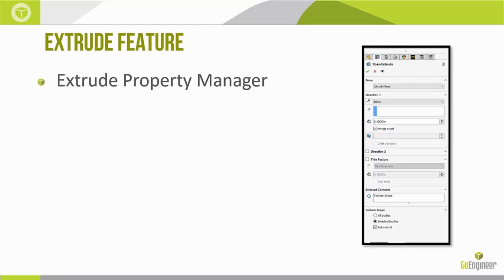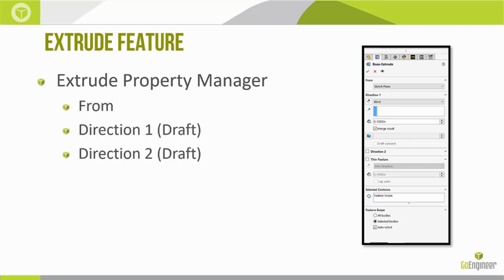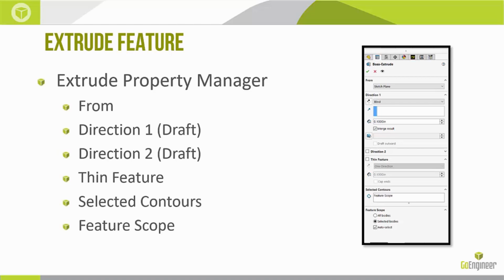The Extrude feature is probably the first feature we all learned, but a lot of people don't use every single option within the Extrude property manager in their everyday use of SOLIDWORKS. We're going to look through this property manager section by section, starting from the top with From. We have our directions 1 and 2, which can control draft as well. We have the thin feature section, the selected contour section, and the feature scope section.